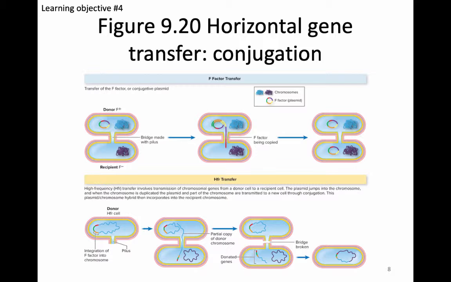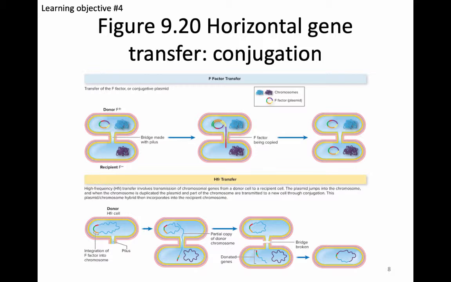And so at the end of the conjugation, the donor is still an F plus cell, but the recipient, which has now gotten the F factor, has become an F plus cell, where it was originally an F minus cell.